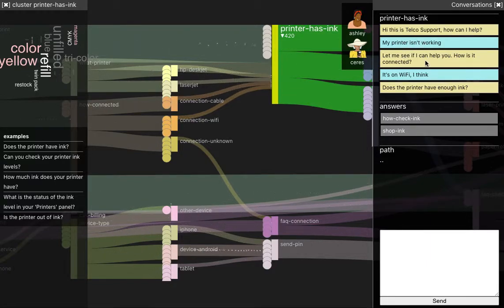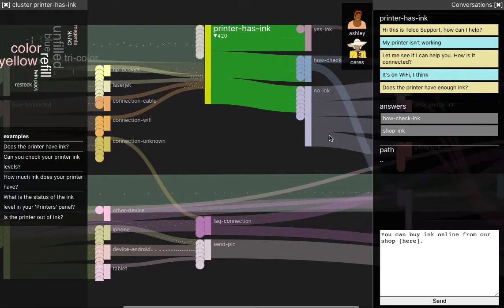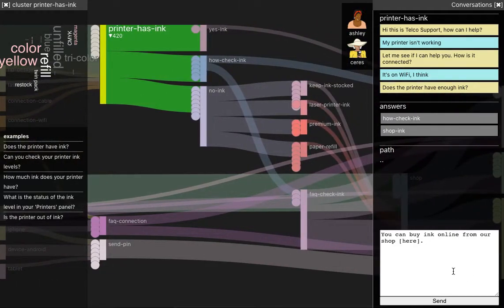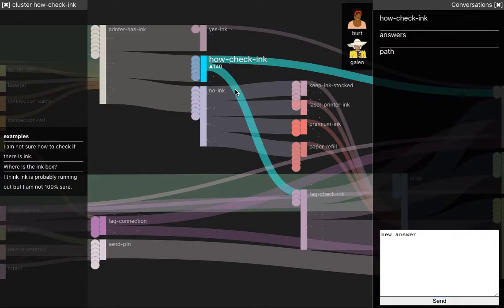My printer's working. Let me see if I can help you. How's it connected? It's on Wi-Fi. Does the printer have enough ink? And at this point, there may be other answers that you could drop in to those questions simply by clicking on them. Or, of course, you could add a completely new answer here, and then that should get added into this graph as an additional option.